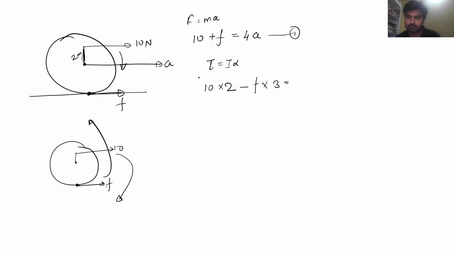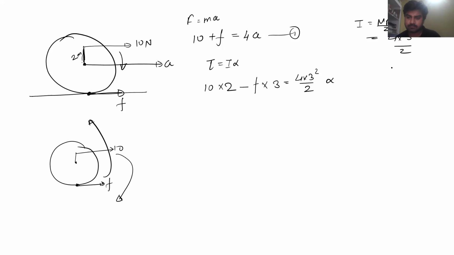I, moment of inertia of a disc, is mr square by 2. I is equal to mr square by 2. Mass is how much? Mass is 4. R is 3 square by 2. So I'll put it here: 4 into 3 square by 2. Right? I into alpha.